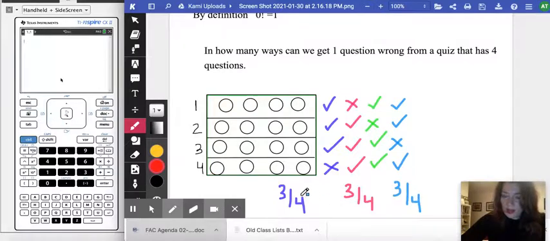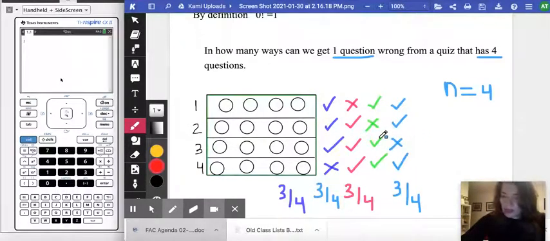Now, in how many ways can we get one question wrong from this quiz? So we can see that looking at my combinations, there's 4 different ways we can get 3 out of 4. Now, when it's a small sample size, in this case, since we have 4 questions, our sample size is just n equals 4. So we can easily do this by hand and see the different combinations.